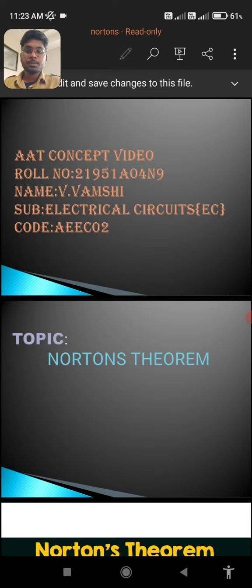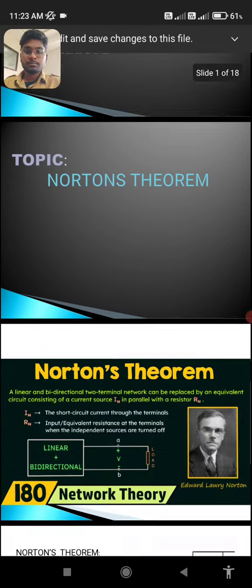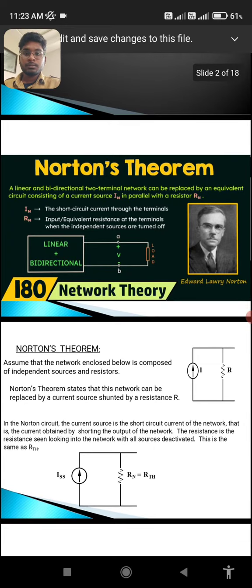My AIT concept beta topic is about Norton's theorem. A linear bidirectional two-terminal network can be replaced by an equivalent circuit consisting of a current source IN in parallel with a resistor RN. This is called Norton's theorem. Here IN is the short circuit current through the terminals, and RN is the input or equivalent resistance of the terminals when the independent sources are turned off.